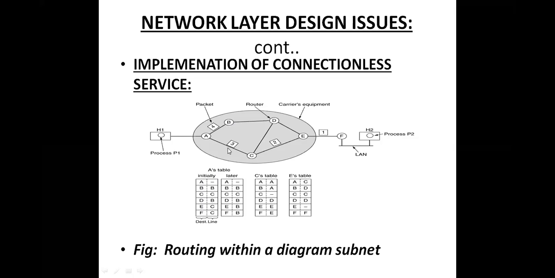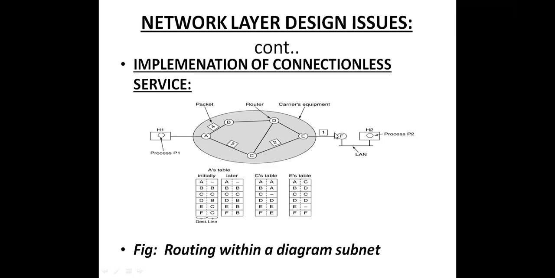If A is willing to communicate to C, directly C. And if A is willing to communicate to D, either it can go via B or it can go via C. So if the destination is D, this is A's table. A to D, either B or C. In this particular example, A is willing to communicate to D via B. Then for E, A is willing to communicate to E via C, or it may go via B; both are possible.